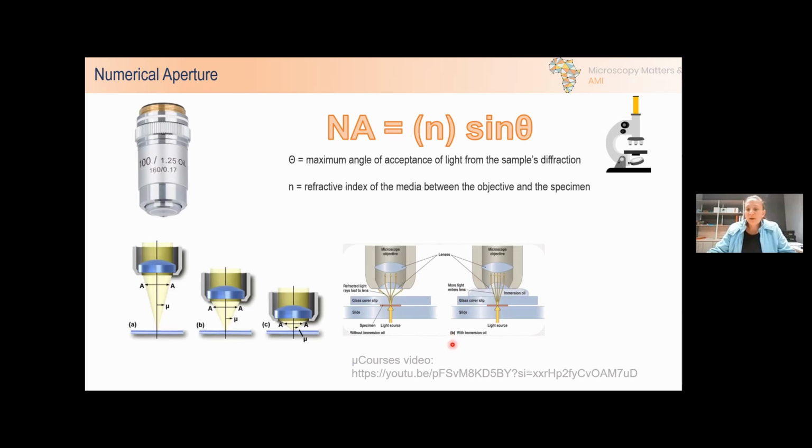If you need more information on the numerical aperture, there's some course video that you can have a look at. And there will be other presentations in this series that will also talk about objectives a little bit more.